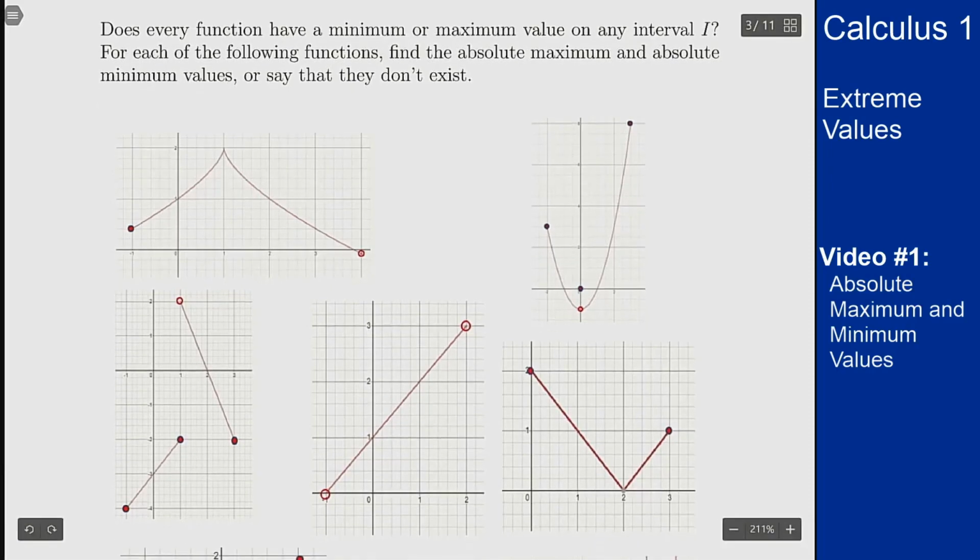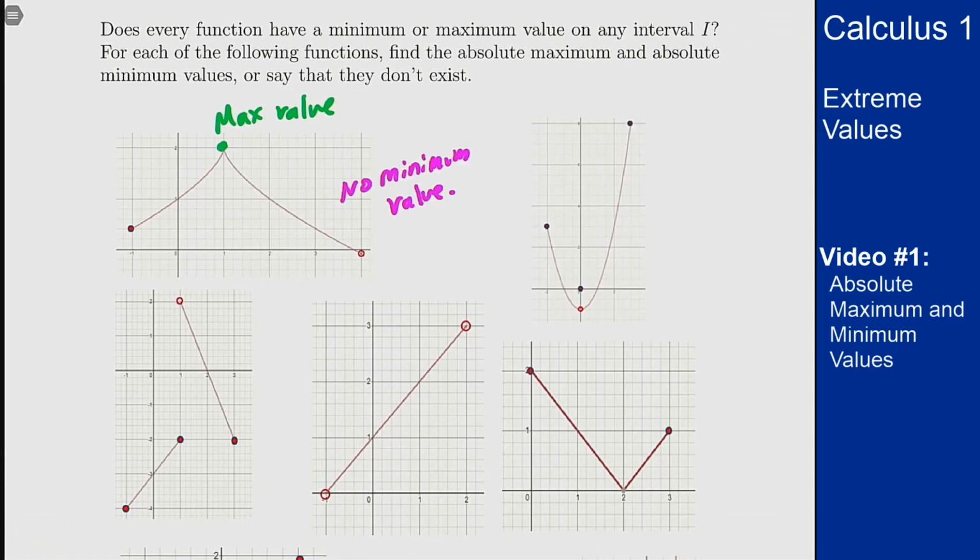If we look at this first example in the top left, we can see there's a maximum value right up here at the top, but there's no minimum value. Why is that? Well, the minimum value should be down here at this endpoint. However, that endpoint is not included in my interval. That is an open circle, not a filled-in circle. Therefore, it doesn't attain the minimum value.